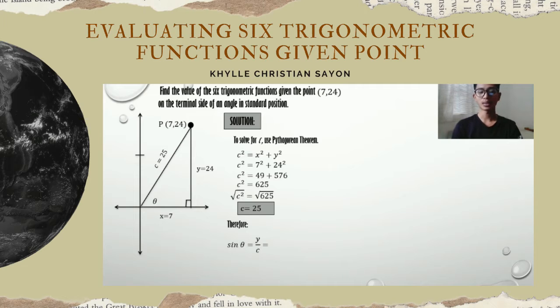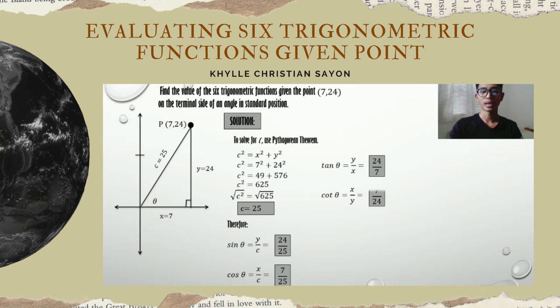Therefore, sine theta, which is y over c, is 24 over 25. And cosine theta, which is x over c, is 7 over 25. And tangent theta, which is y over x, is 24 over 7. And cotangent theta, which is x over y, is 7 over 24. And cosecant theta, which is c over y, is 25 over 24. And lastly, secant theta, which is c over x, is 25 over 7.